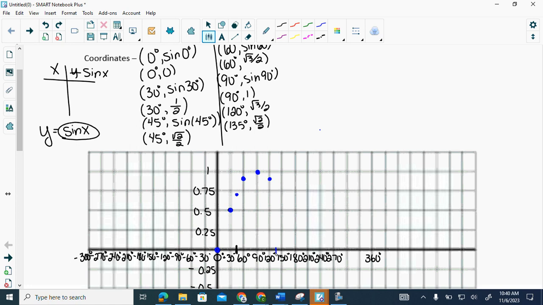So 135 falls in the middle. So it's like here. And then 150, sine of 150 is a half. So I go to 150 and a half. Actually, my marker will join me. Okay. And then I do 180. 180 and what? 0.